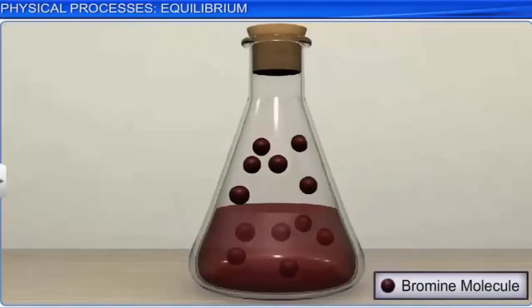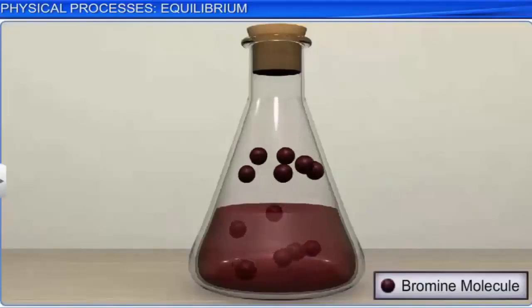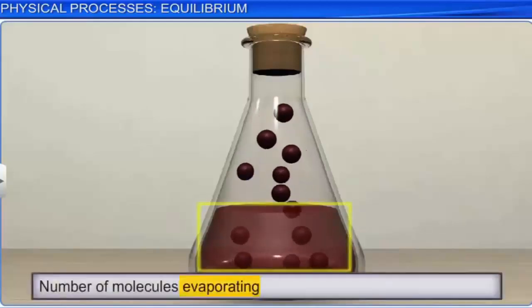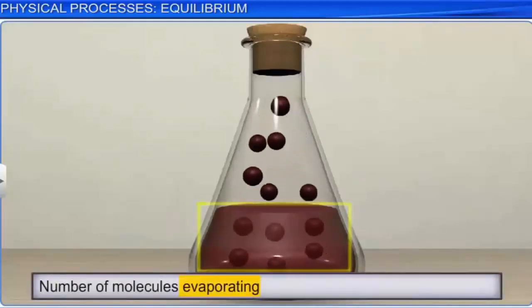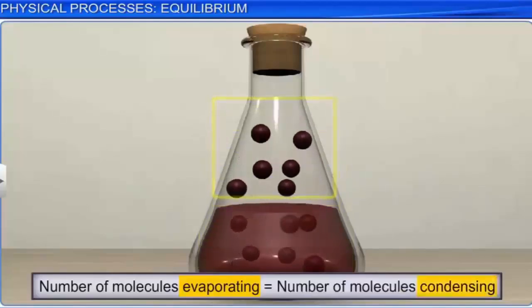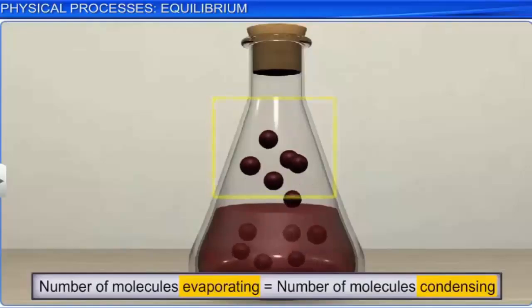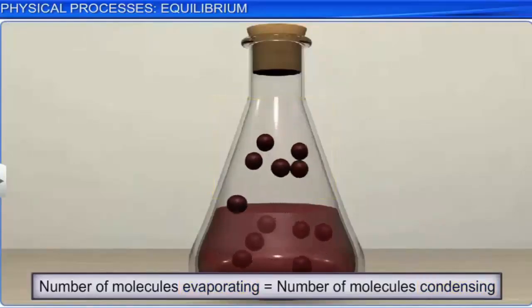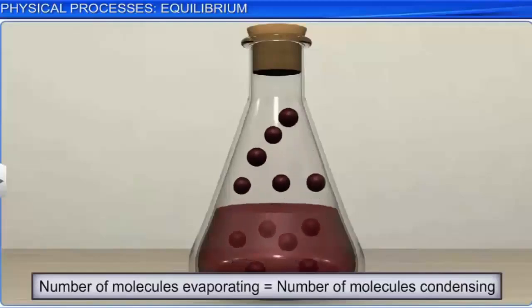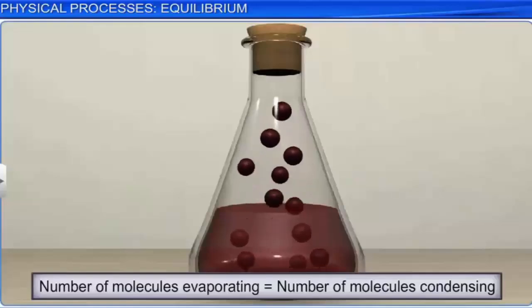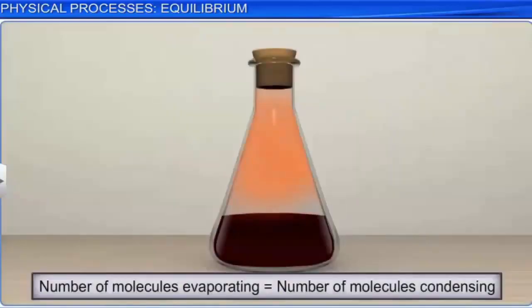After some time, the number of molecules evaporating from the surface in a given time becomes equal to the number of molecules condensing on the surface during the same time. At this stage, equilibrium is said to have been established between the liquid and the vapor phase. This is why we see that the color of the vapor in the flask does not change.